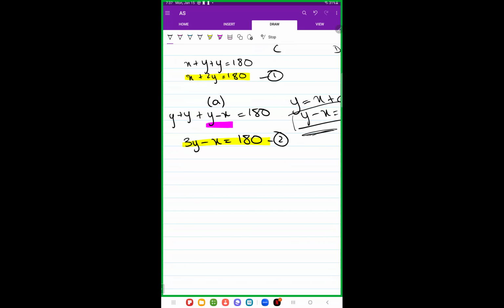I can use any method I want, like substitution or elimination? Yes, you can use substitution or elimination. Both are fine.